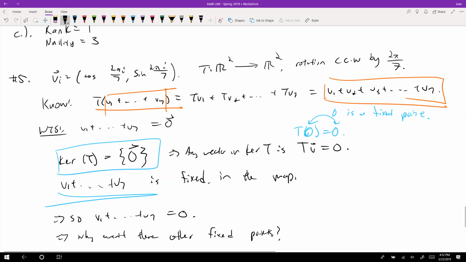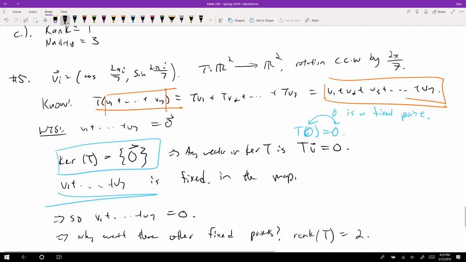One way is just to think about it. We're rotating vectors, so every vector is just going to get rotated. The only vector that's not going to get rotated is the intersection of the xy point. So that's the only point that's not going to get rotated. Another way to think about it is that the rank of T is equal to 2.